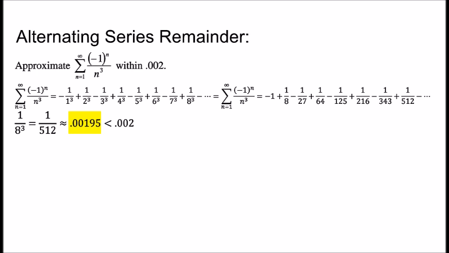Another way to solve this is to solve for n when a sub n is greater than 0.002, which gives us n is less than 7.93, so we know that the sum of the first 7 terms will approximate the sum to the reference decimal.